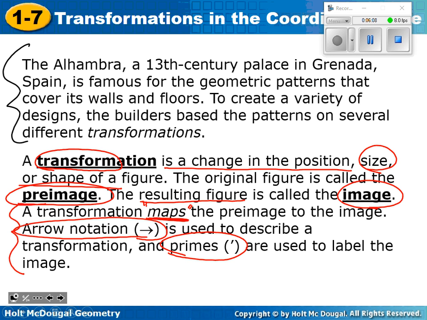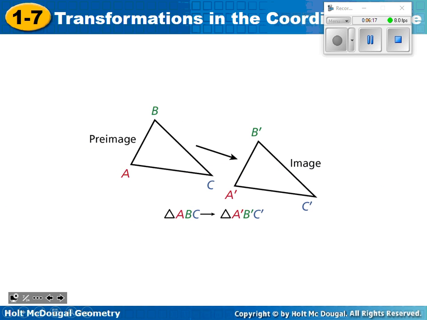So in the book, if it says list the arrow notation, that's all they're asking you to do. Okay? This is in your notes. If you look at this next page right here, we have our pre-image. We have our image. They're using an arrow to show you what's happening to the shape.